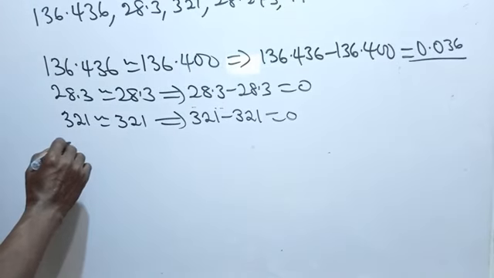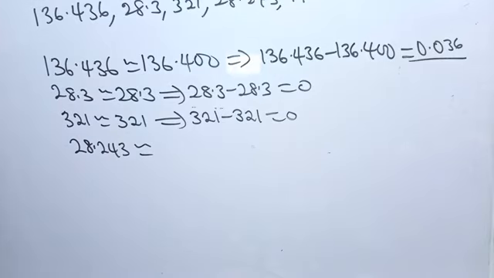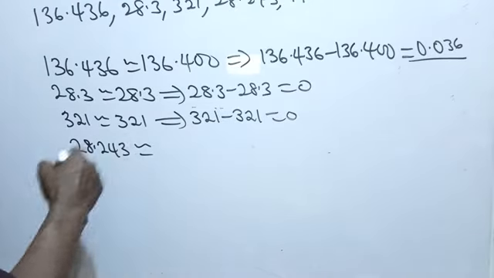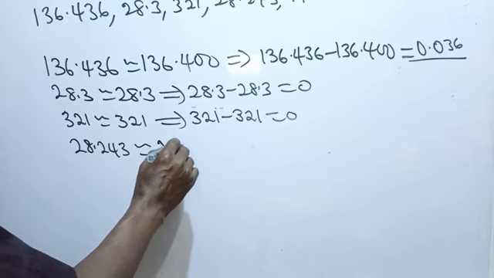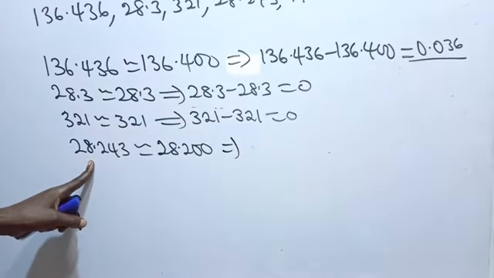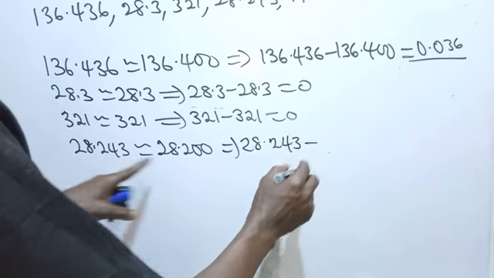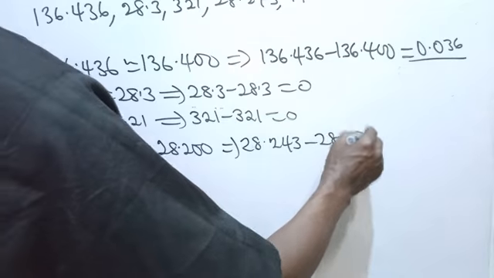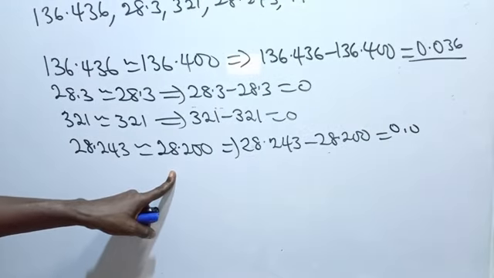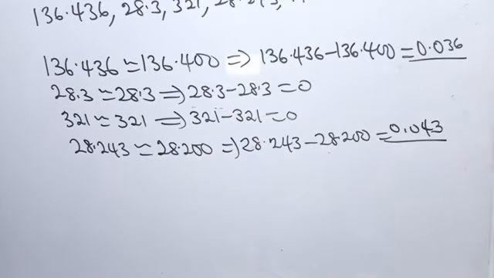Now the next is 28.243. Approximate it to one decimal place. You count one number after the decimal. The next digit is not up to 5, so just remember that it becomes 28.200. Now the original, the actual, is 28.243 minus 28.200, and that will give us 0.043. Yes, 0.043. I hope that is taken.